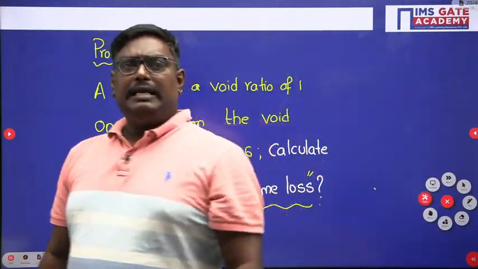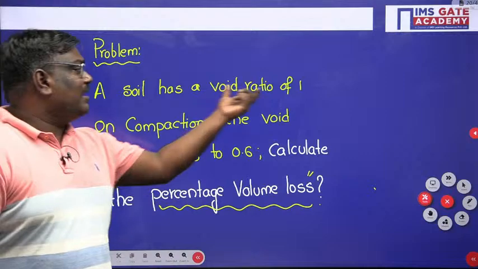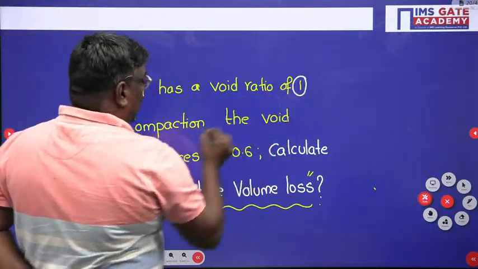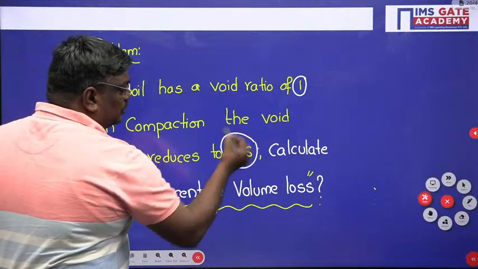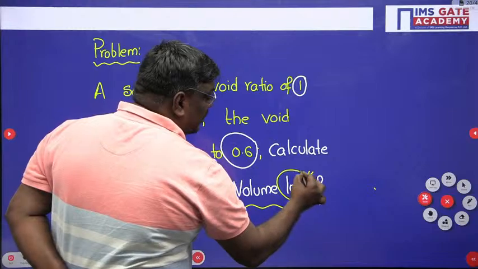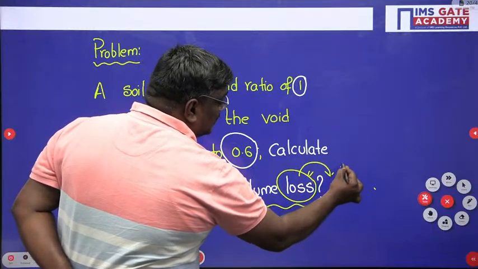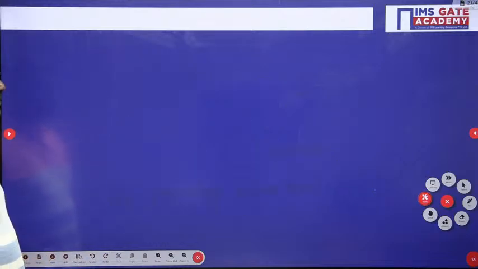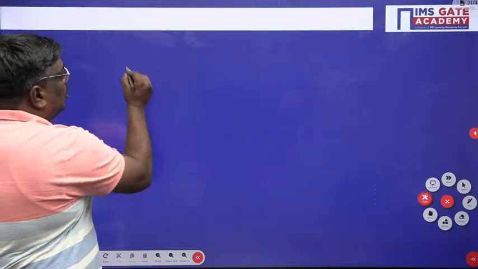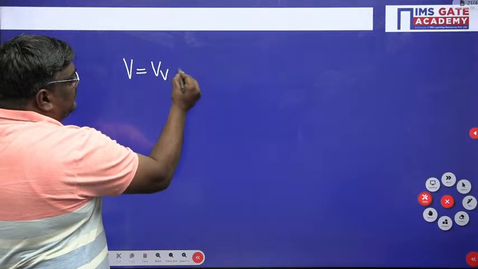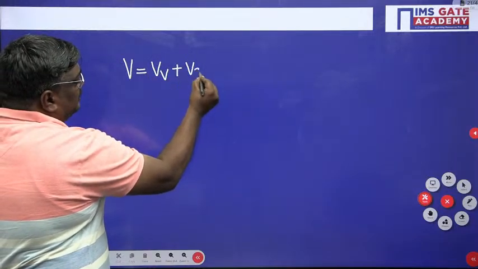So see here, a soil is having a void ratio of 1. On compaction, the void ratio reduces to 0.6. But we have to calculate the percentage of volume loss. This is a big thing. I'll tell you how we will solve this problem. Now see students, total volume can be written as what, sir? Volume of voids plus volume of solids.